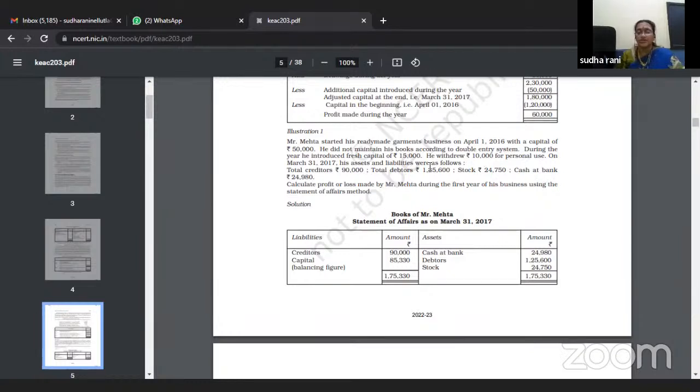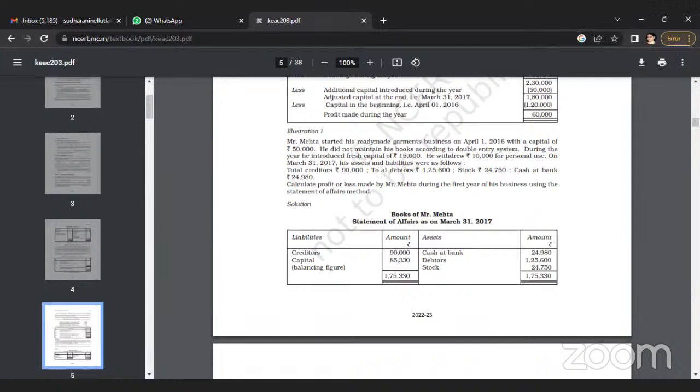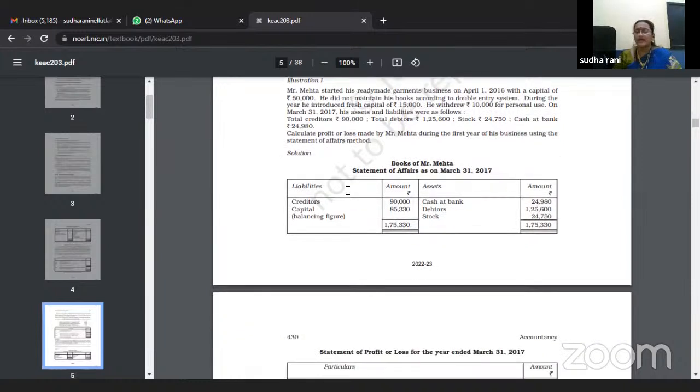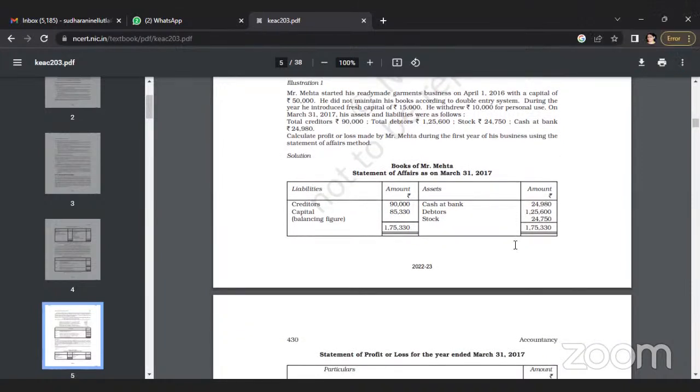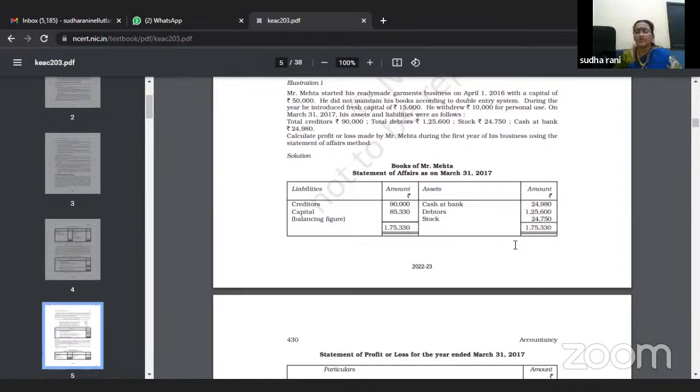You have to recall the information and knowledge, or you can just remember: assets are properties which increase your value. Liabilities are nothing but debts, which decrease your value or which are payable to outsiders. So here, for the year ending capital, we prepare the statement of affairs. In the statement of affairs, take the liabilities on the liability side and assets on the asset side.